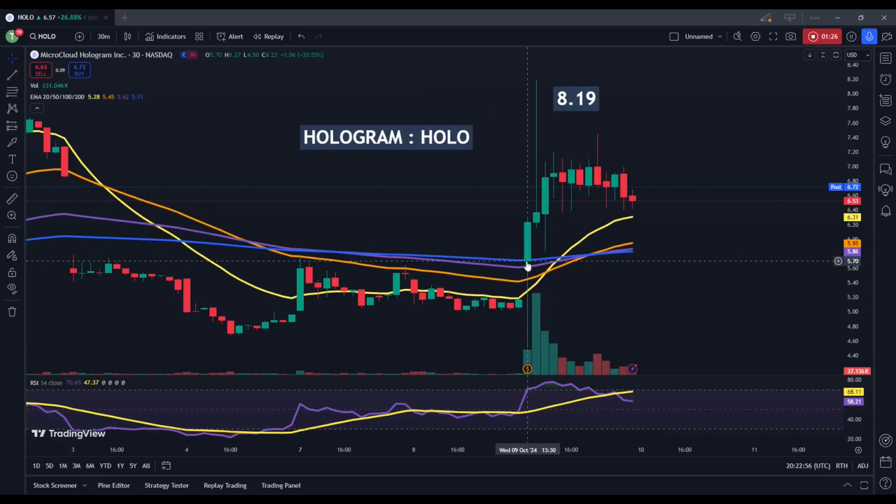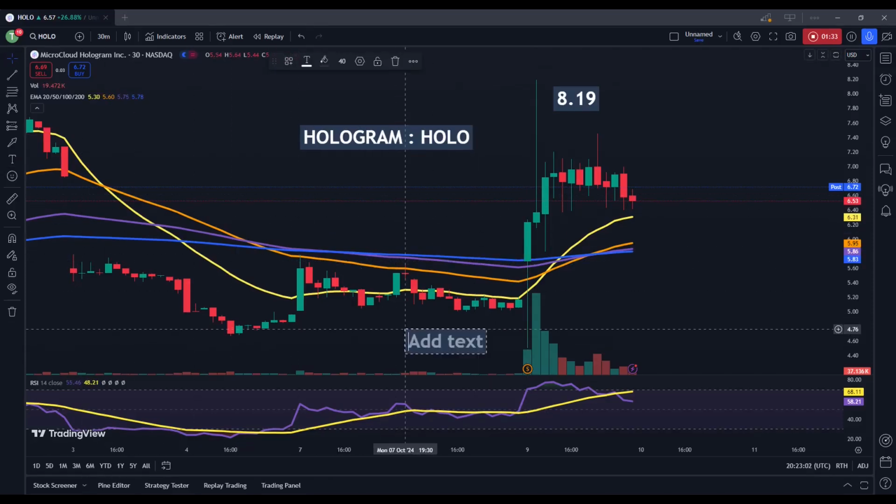So to the downside, we just want to define support and resistance here. To the downside, we're looking at $4.50 and this price movement lower. So here we have our near-term range, $4.50 on the downside and $8.19 on the top side. Pretty easy to understand, pretty straightforward.